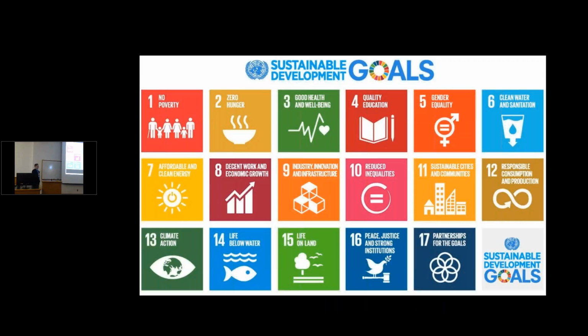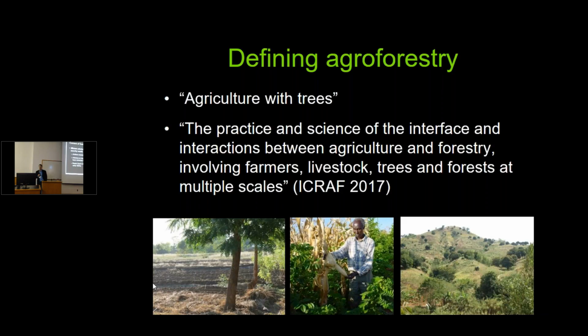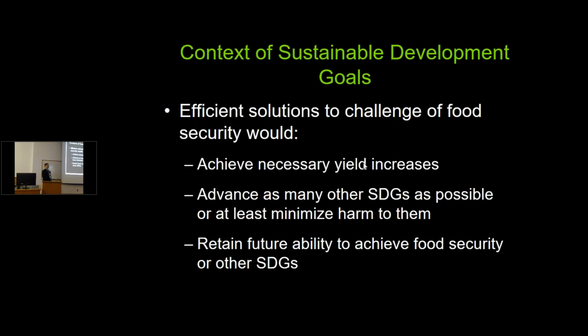What we're talking about takes place in the broader context of the Sustainable Development Goals, shown in this nice infographic. In that context, we'd like to think about efficient solutions as requiring, of course, the necessary increases in yield, but also advancing as many of the other Sustainable Development Goals as possible, or at least not harming our progress toward them. And finally, retaining our ability to continue doing these things into the future.